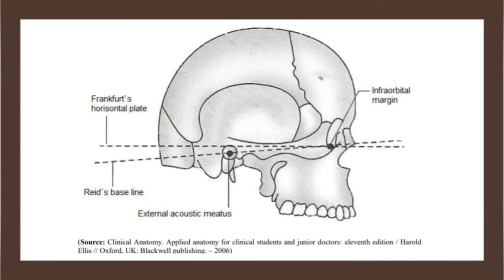This is how you divide the skull into the vault and the base of the skull, right? For the imaginary line, I would like to use Reid's baseline. This is the one we mostly use. This line goes through the infraorbital margin, margo infraorbitalis, via the external acoustic meatus and the base of the mastoid. So this line is used to separate the skull into the cranial vault and the cranial base.